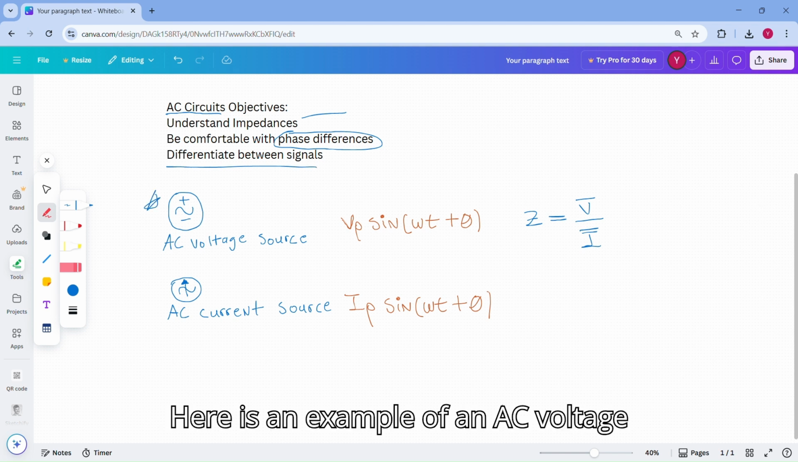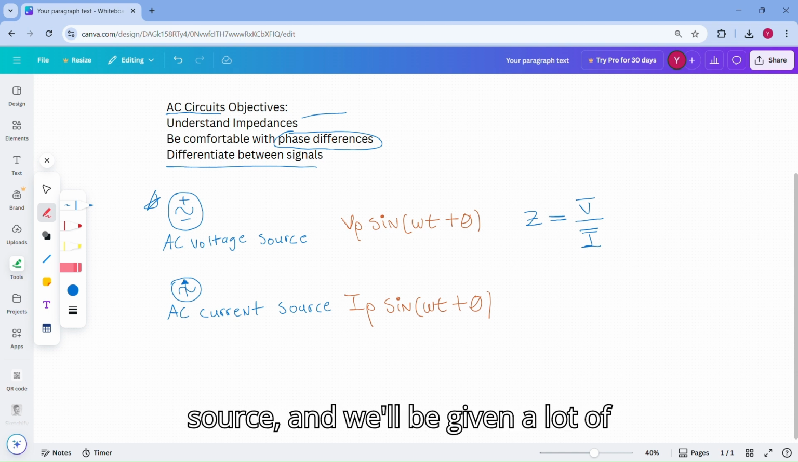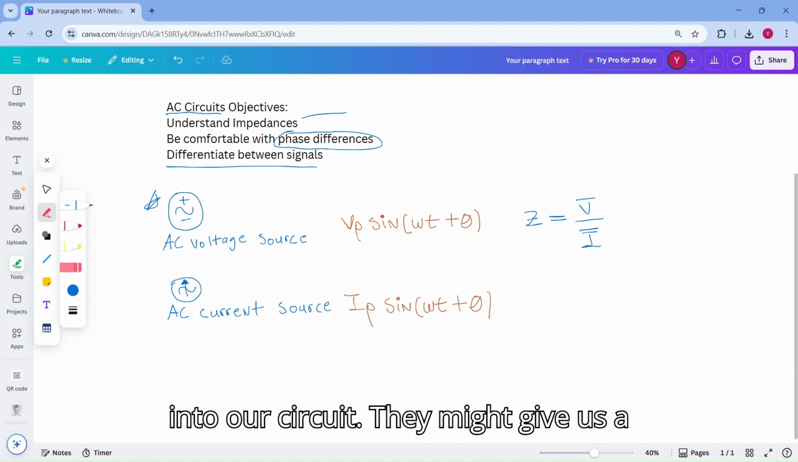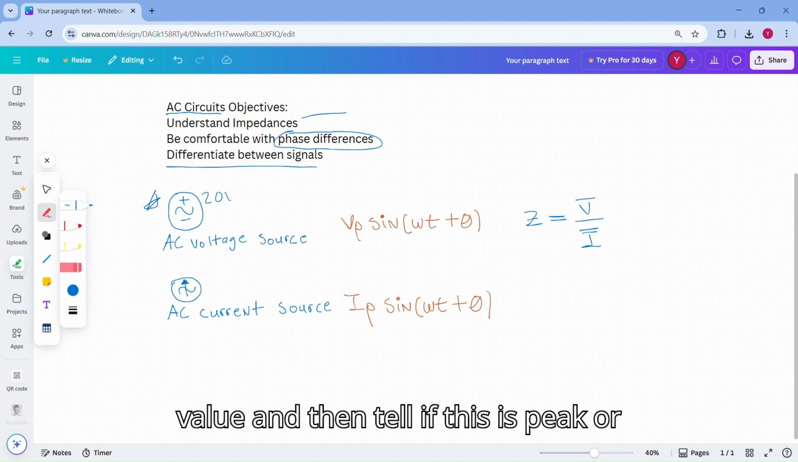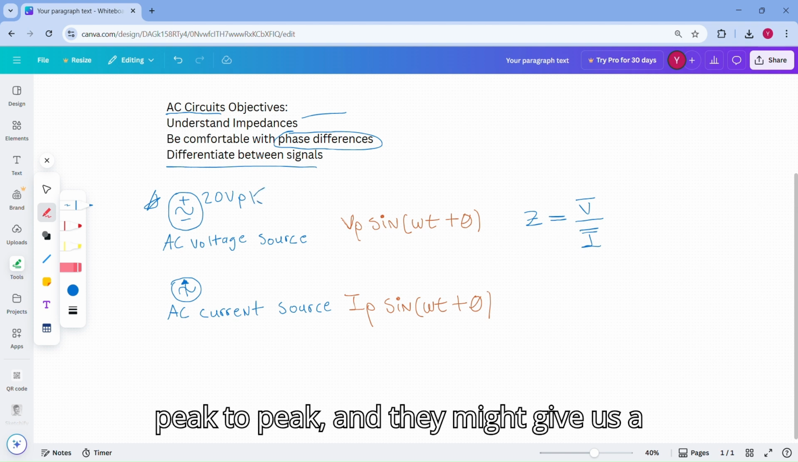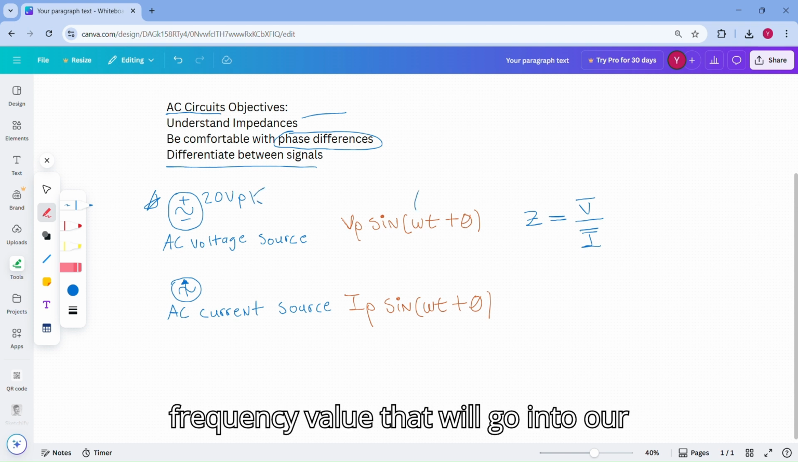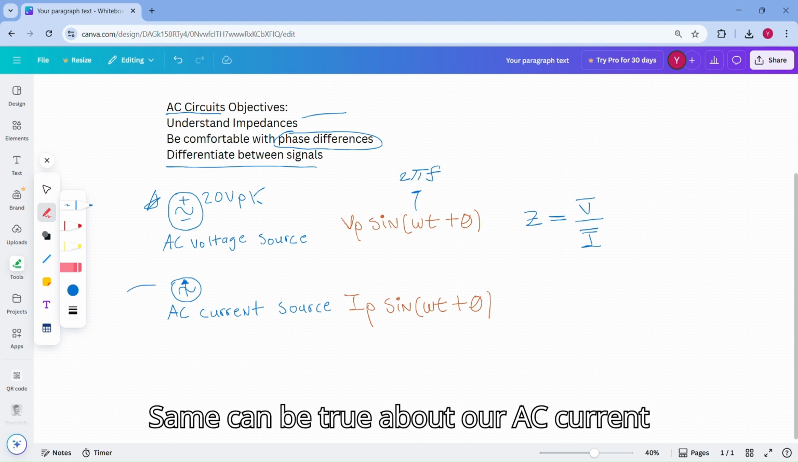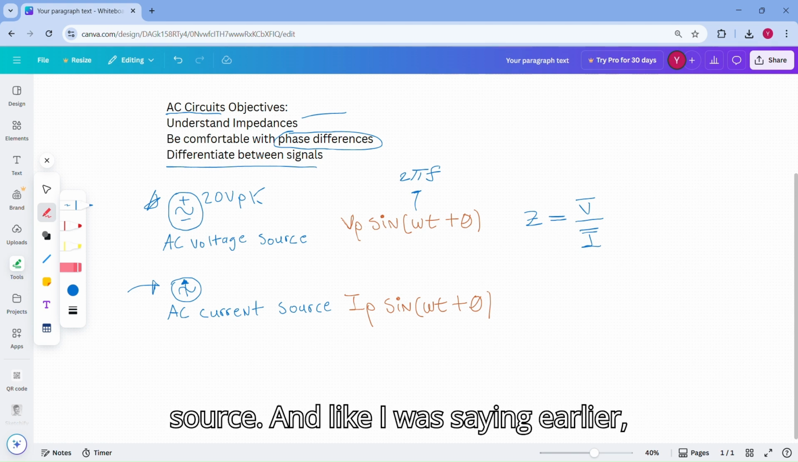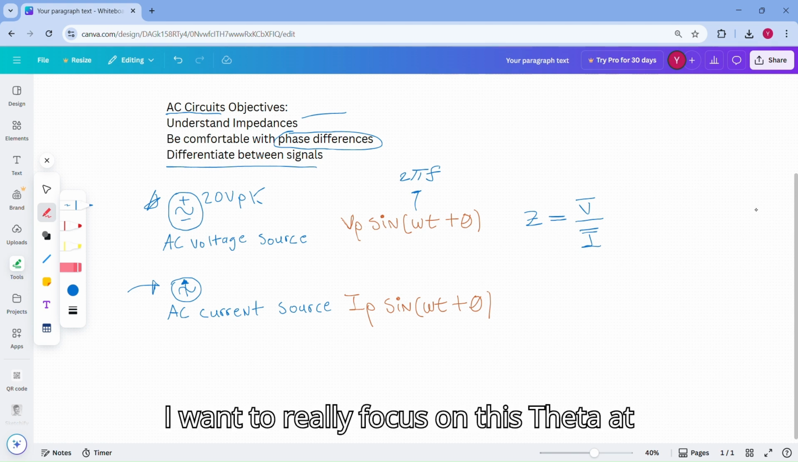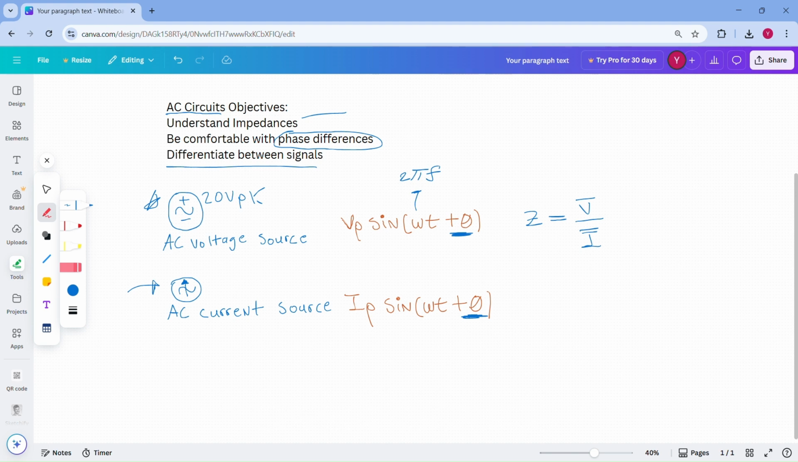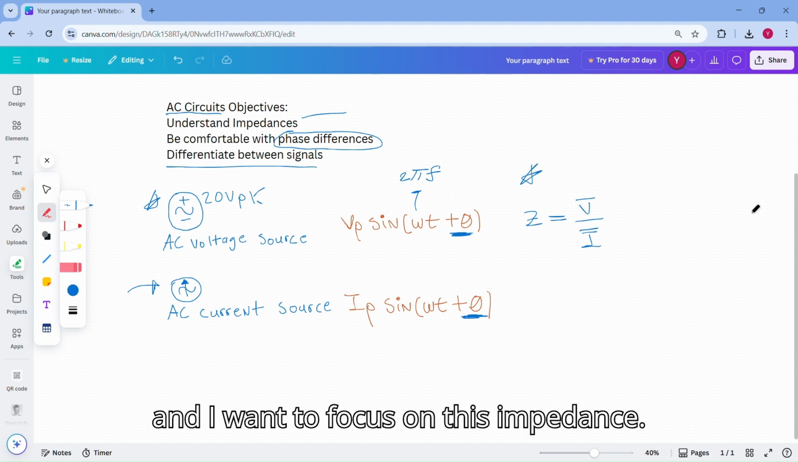Here is an example of an AC voltage source, and we'll be given a lot of parameters as to what it's outputting into our circuit. They might give us a value and then tell us if it's peak or peak to peak, and they might give us a frequency value that will go into our omega. The same can be true of our AC current source. Like I was saying earlier, I want to really focus on this theta at the end in our function for voltage and current, and I want to focus on this impedance.